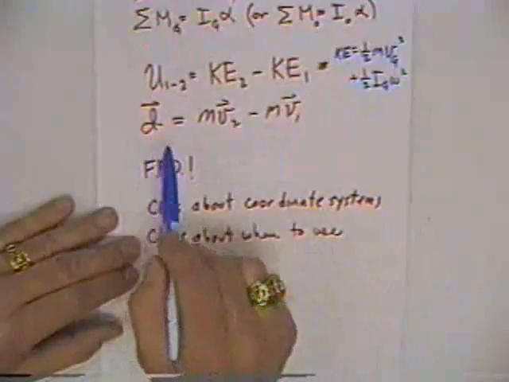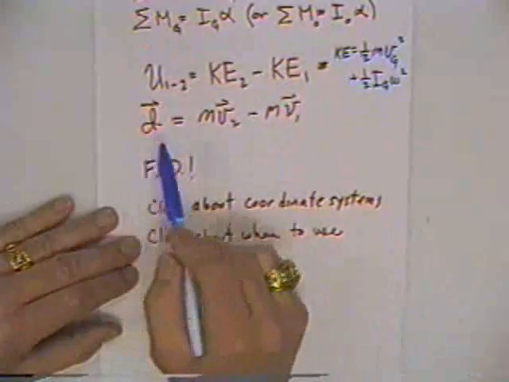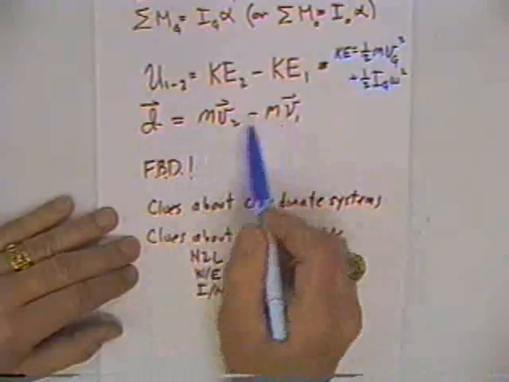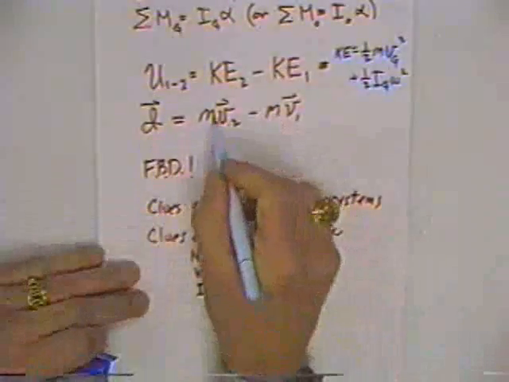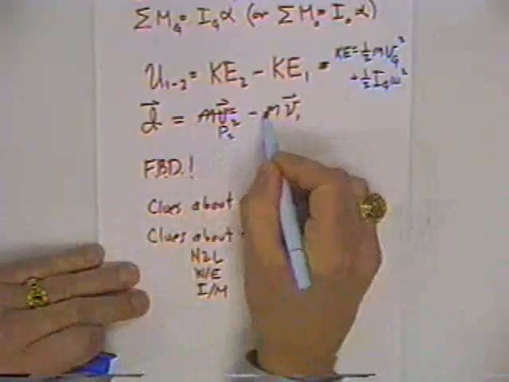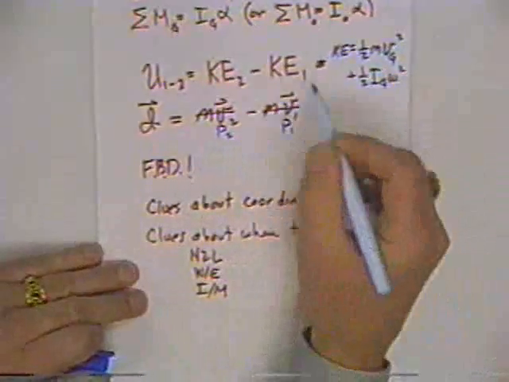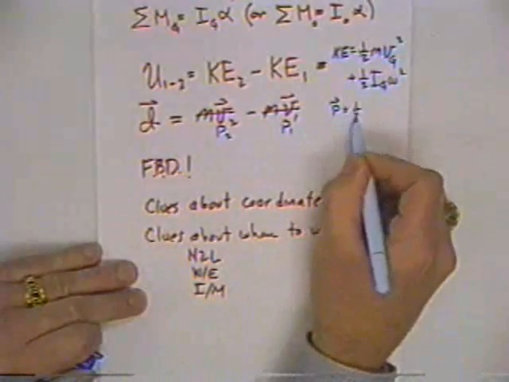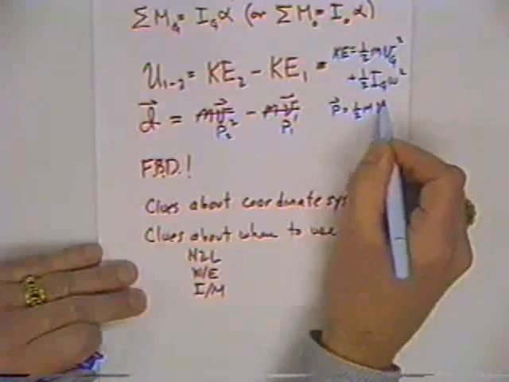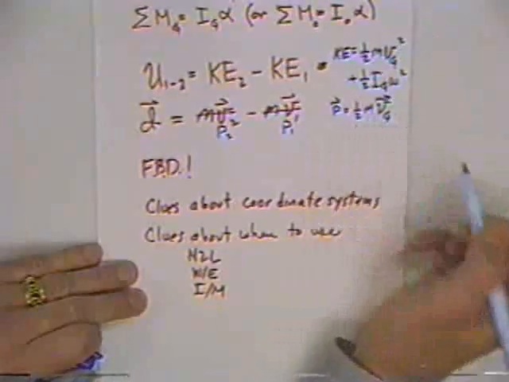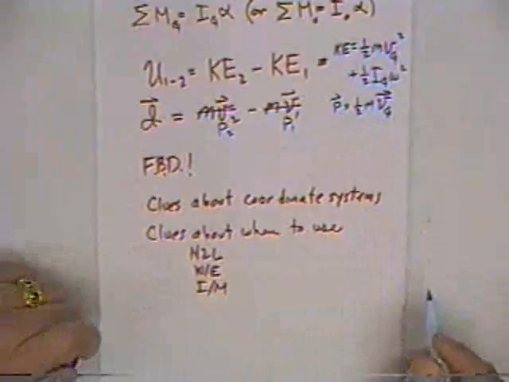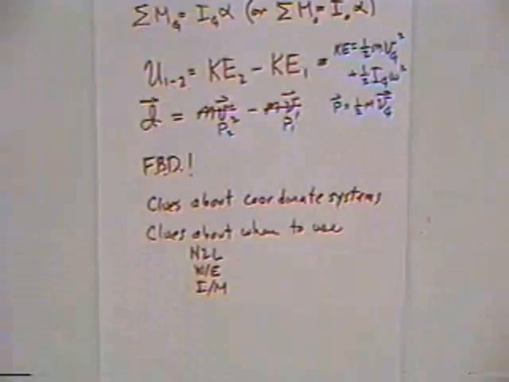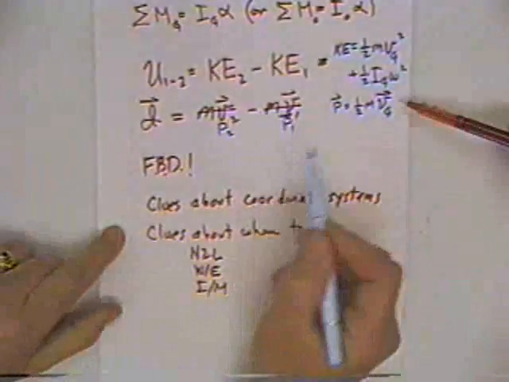Impulse momentum says that the impulse on a free body, or a system of free bodies, is equal to the change in momentum. Now I should write P2 and P1, I guess, like I did before, and we have to remember how to calculate P. P is mv for a particle, or m v sub g for a rigid body. Okay? That's the linear momentum, and I need arrows over those.